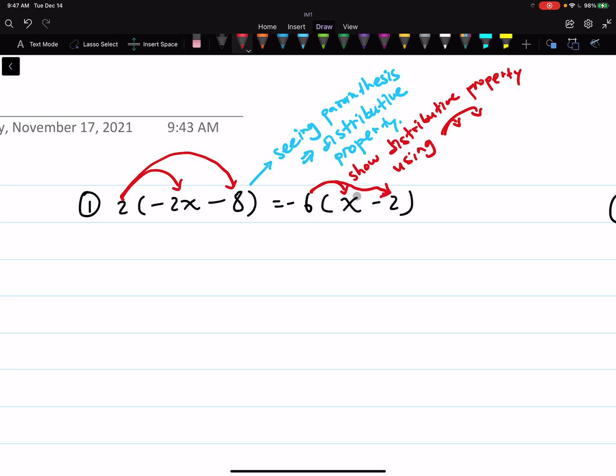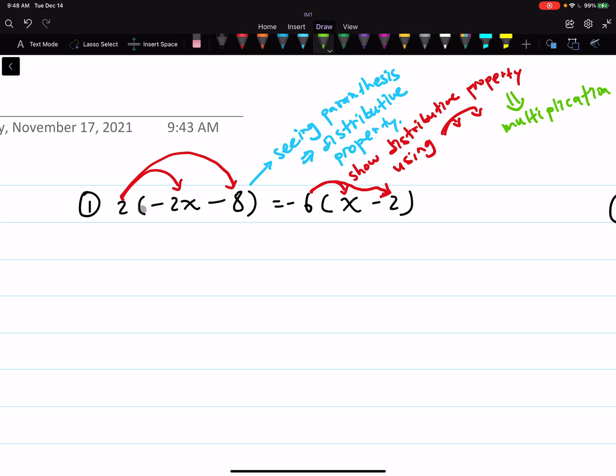Okay, so what does distributive property mean? Distributive property basically means multiplying, okay? This is saying two groups of negative 2x, two groups of negative 8, or negative 6 groups of x, negative 6 groups of negative 2. What that means is just multiplication. So when you think of distributive property, think multiplication.